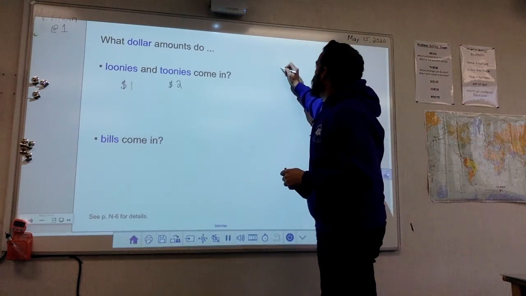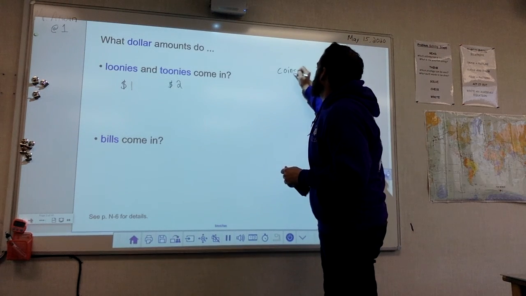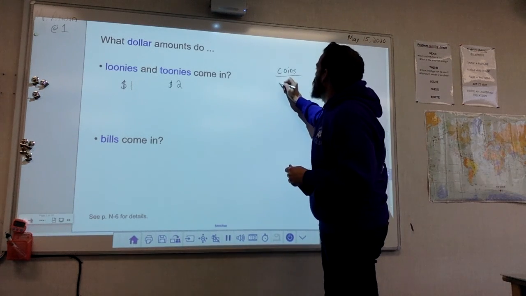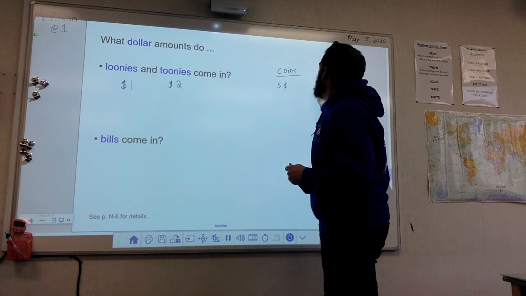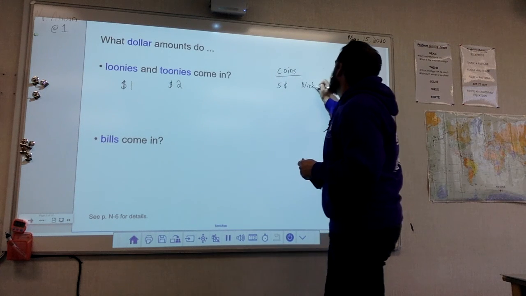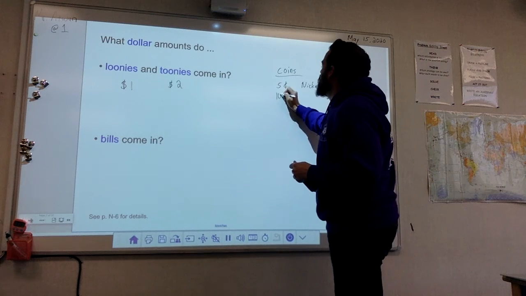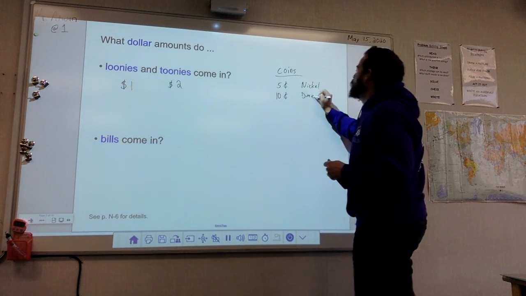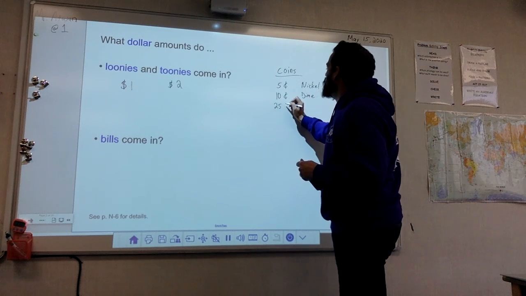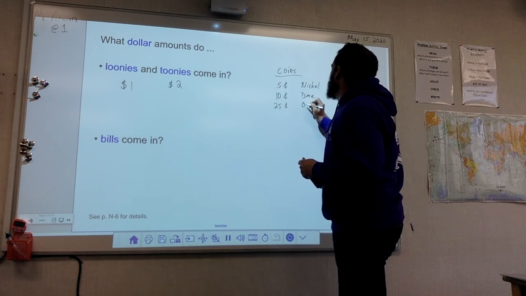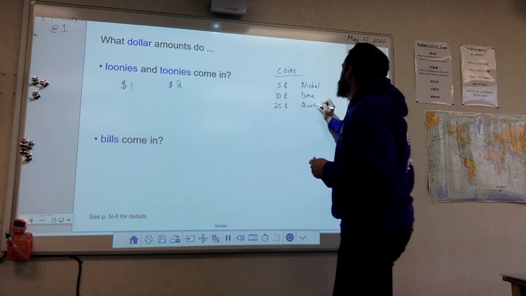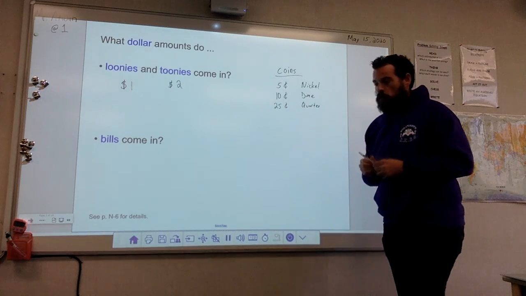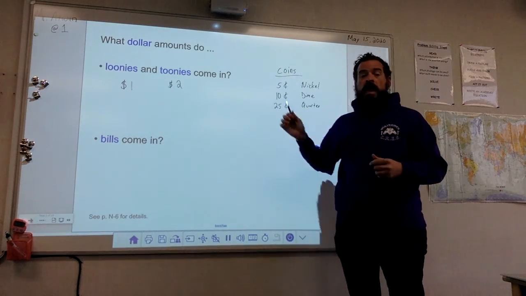So when we talk about coins here in Canada, we have 5 cents, which is the nickel. We have 10 cents, which is the dime. And then we've got 25 cents, the quarter. So those are the Canadian coins that we have.